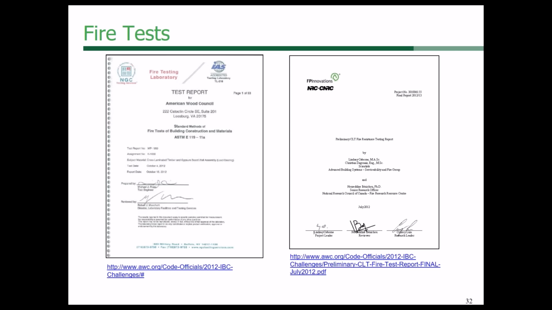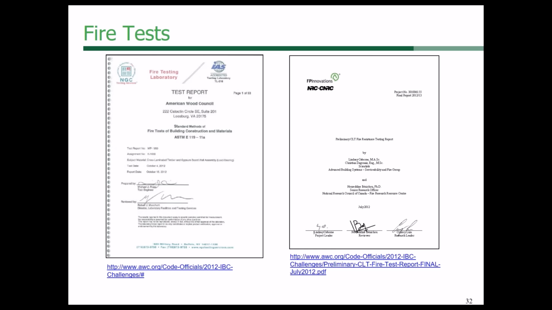Now, what's the code path for utilizing cross-laminated timber? Well, when they were looking at changes for the 2015, some fire tests were provided. As you can imagine, when any new product is being introduced to be adopted into the code, there are two major considerations. One is related to fire and one is related to structural, to be able to resist the loads.